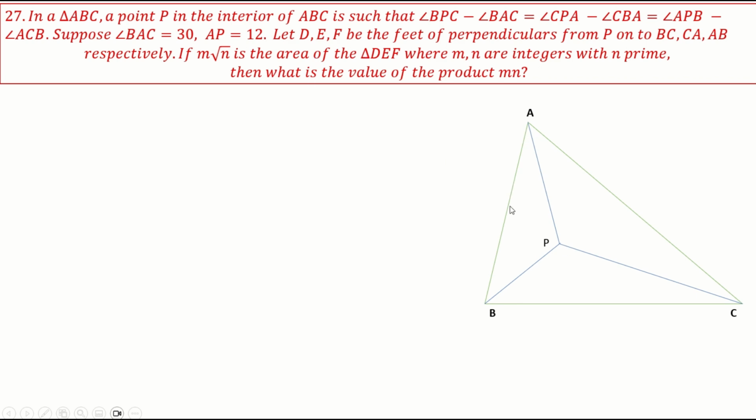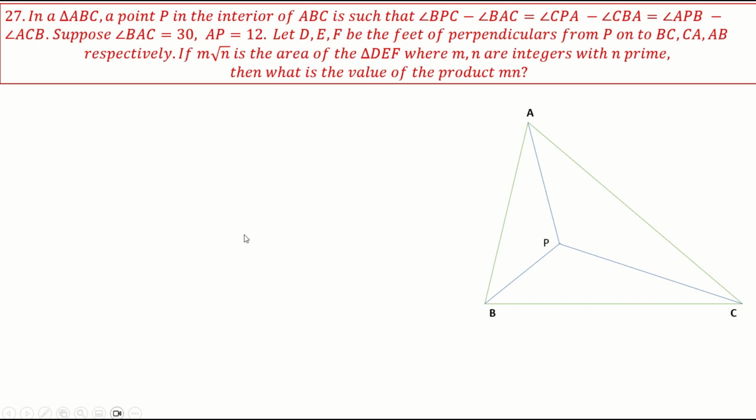Then let D, E, F be 3 points, and perpendiculars are drawn from this one P to D, E, F. And you form a triangle with DEF. What is the area of the triangle? We have to find the area of the triangle and it will be in the form of m root n. Then what is the product of m into n? So first target is the area of triangle DEF.